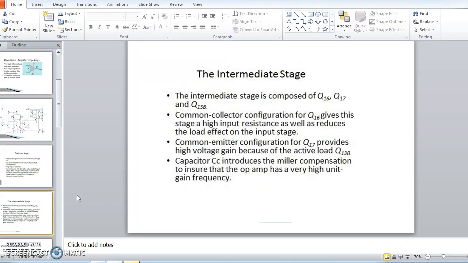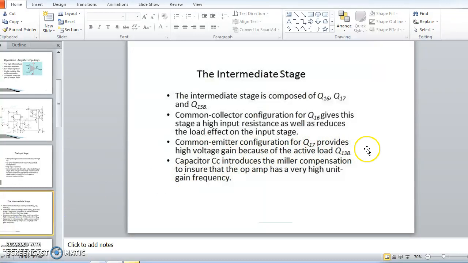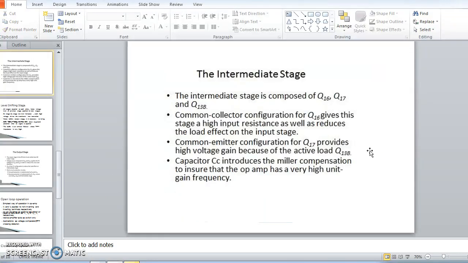Next, I will explain the intermediate stage. The intermediate stage is composed of Q16, Q17 and Q13B. The common collector configuration Q16 gives a high input resistance as well as reducing the loading effect on the input stage. The common emitter configuration Q17 provides a high voltage gain because of the active load Q13B. The capacitor CC provides frequency compensation to ensure that the op-amp is stable at high frequency.